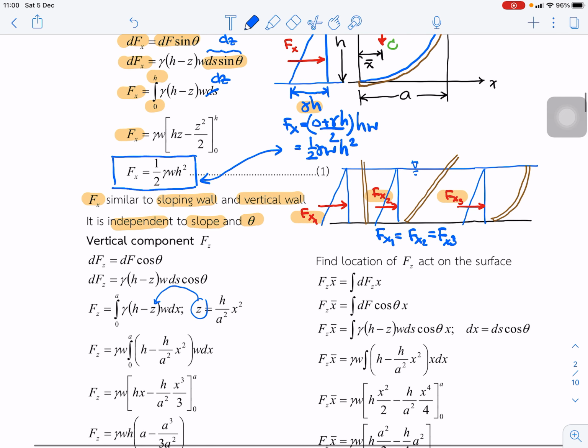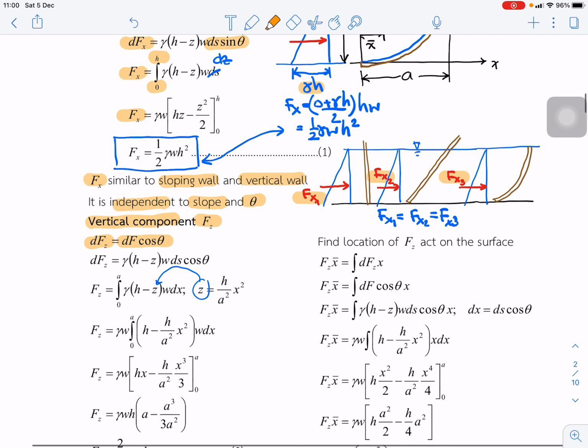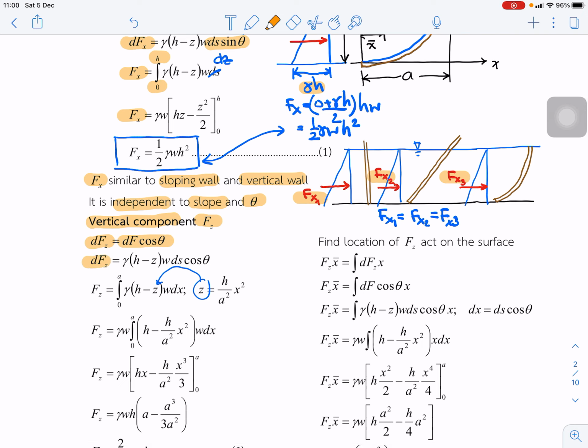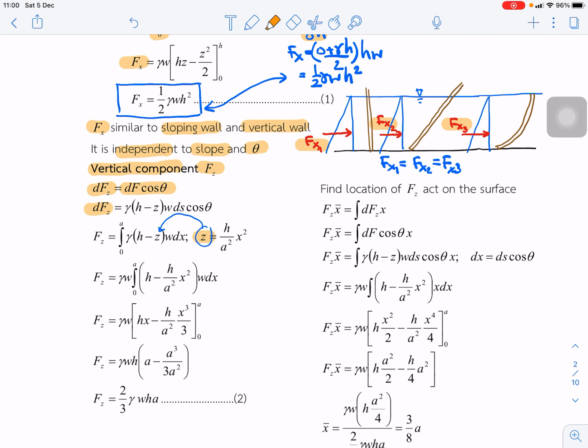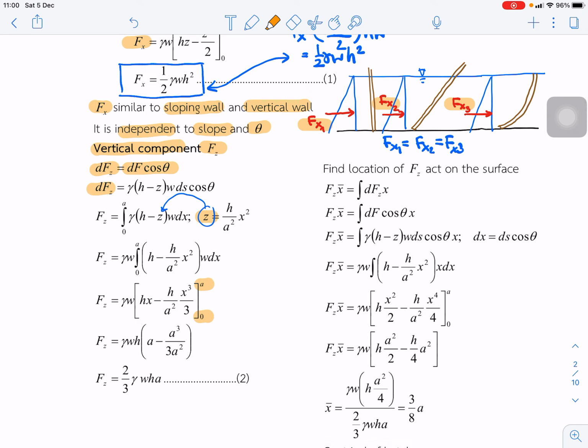The next is, what is Fz? The vertical component Fz is equal to dF cos theta. So next we substitute dF in this equation, and next we substitute z in this equation, and do integration of dx from 0 to a. Integrating dx, and finally we can find that Fz is equal to 2/3 of gamma w h a.